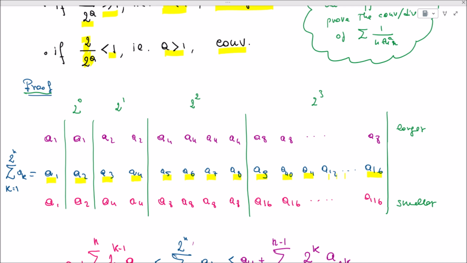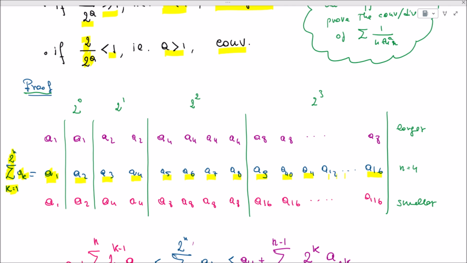Okay, actually we can rewrite this partial sum as the sum of a_k for k that goes from 1, because we start with a1, up to 2 to the n. And in this specific case, it turns out that n is equal to 4. Okay, so in this case we see that n is equal to 4 because the last index that we are considering is 2 to the 4th, which is 16.